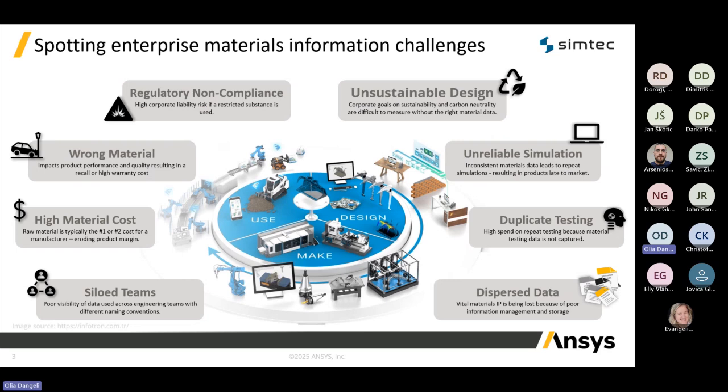Let's zoom in on where things typically go wrong. This illustration shows the full product life cycle from early design and manufacturing to product use. And across each stage, we see recurring challenges, including wrong material choices early in the design phase, high material costs due to overspecified selections, duplicate testing caused by missing data, and unreliable simulations that delay decisions and, of course, push back time to market.